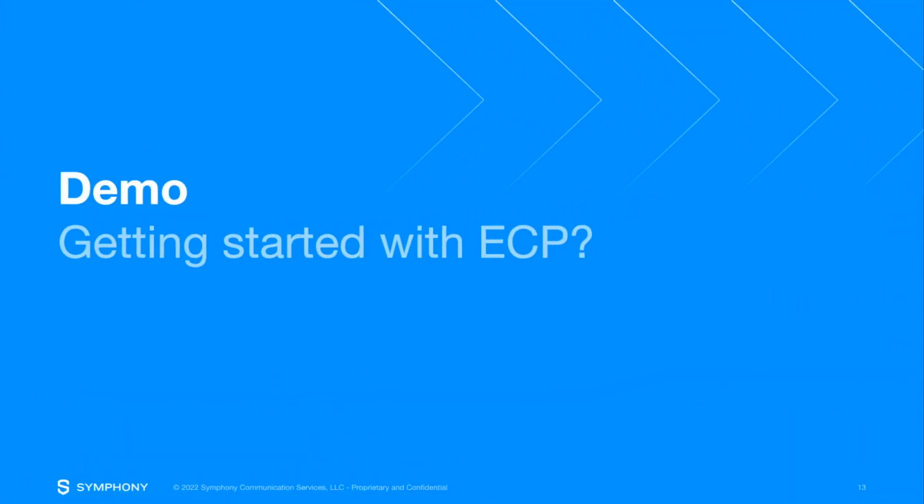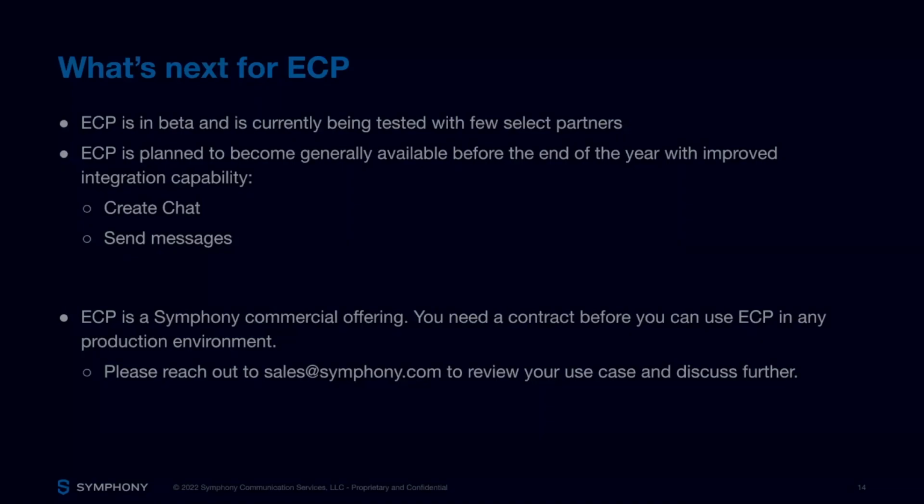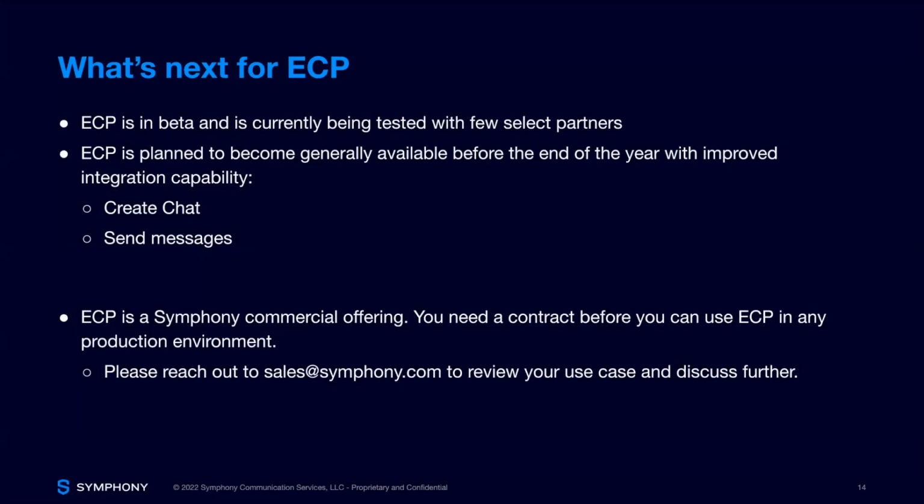Thank you, Vinay, for those great demos showing the capabilities of the embedded collaboration platform. So ECP is currently in beta at the moment and will be available to select partners for testing. The planned general release is before the end of this year. This would include improved integration capabilities, allowing you to create chats and send messages. It should be noted that ECP is a commercial offering, so for production use, appropriate licensing will be required. Please reach out to sales@symphony.com to review your use case and discuss this further.